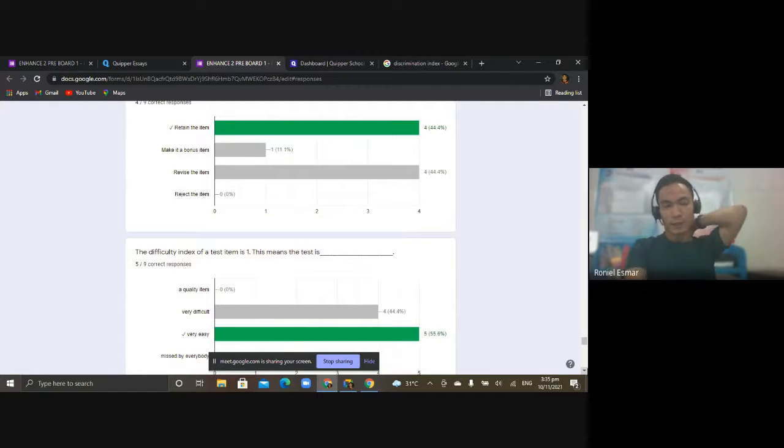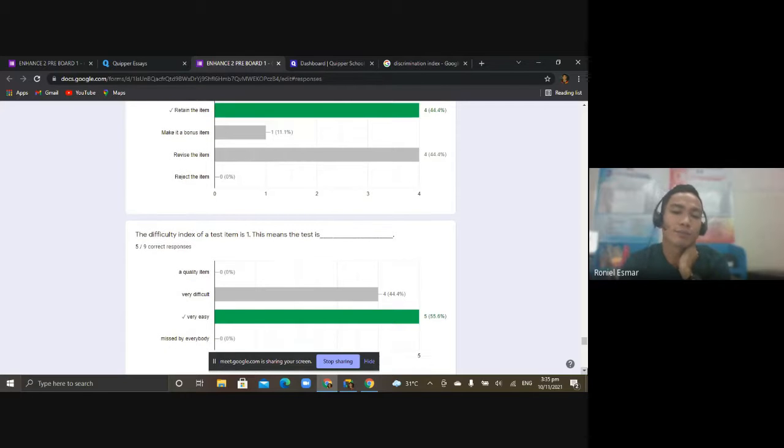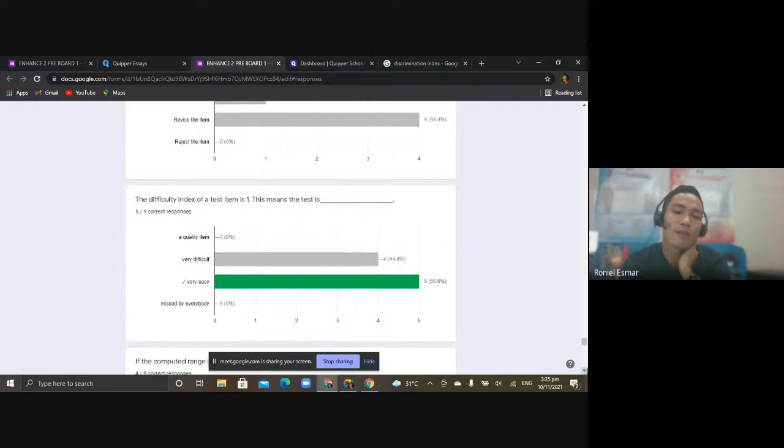Next, the difficulty index of a test item is 1. This means that the test is very easy. If it's negative 1 po, it's very difficult.